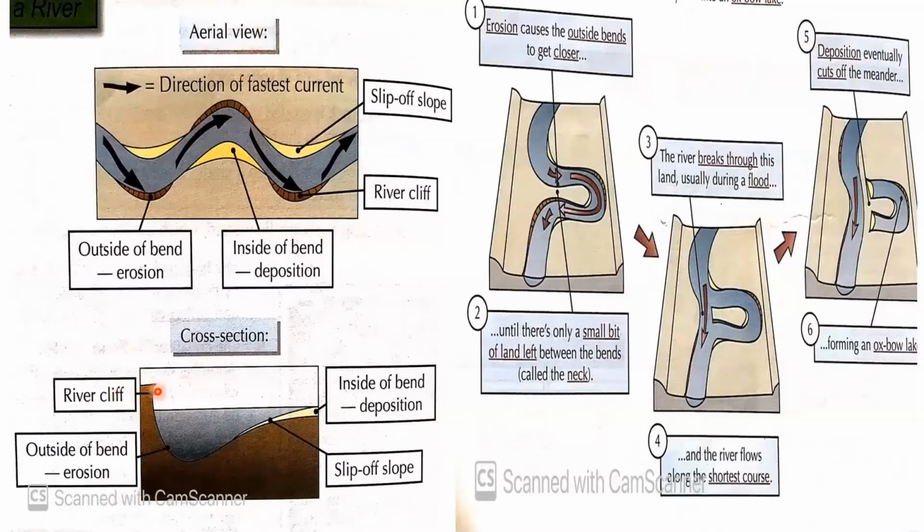Let's see how oxbow lakes are formed from meanders. When the meanders get larger over time, they can eventually turn into an oxbow lake. Number one, erosion causes the outside bends to get closer. Number two, this continues until only a small bit of land is left between the bends. Number three, the river breaks through this land, usually during a flood. Number four, the river flows along the shortest course. Number five, deposition eventually cuts off the meander. And number six, this results in the formation of an oxbow lake.